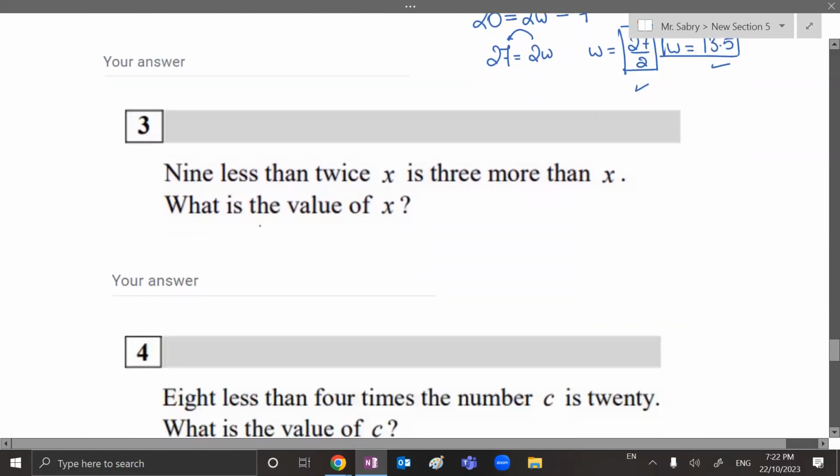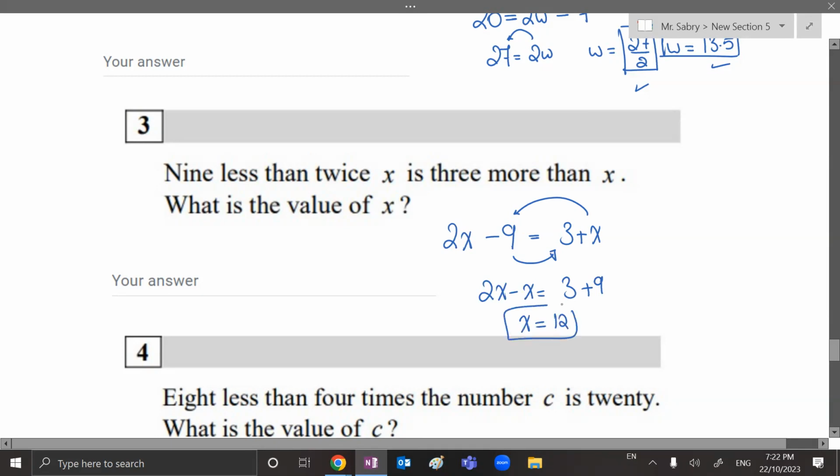9 less than, so something minus 9, less than twice x, so that's 2x, is equal to 3 more than x, so 3 plus x. What is the value of x? I'll move the x's with each other and the numbers to the other side. I'll have 2x minus x equals 3 plus 9, which means x is now equal to 12. This is the value of x.